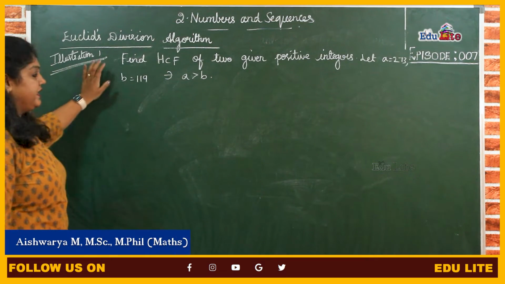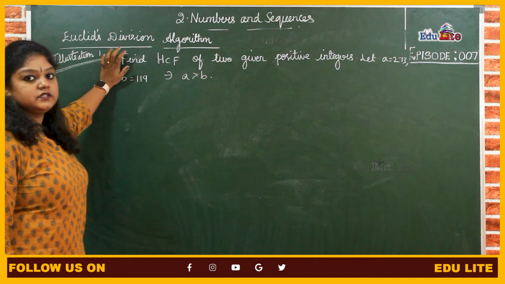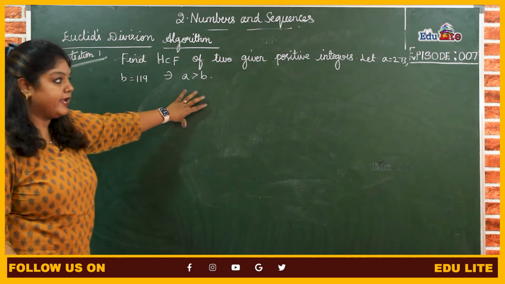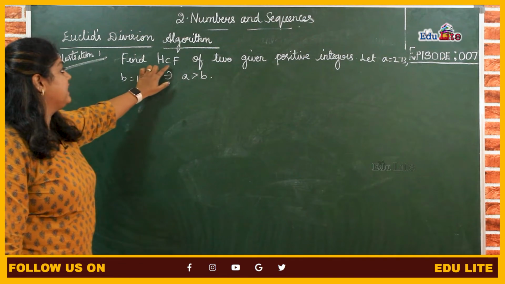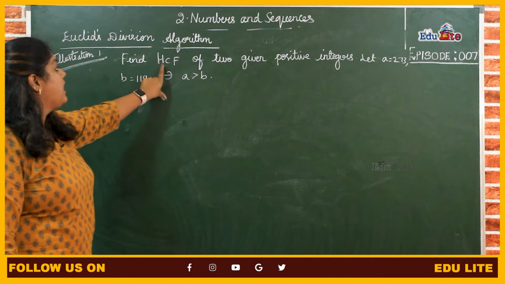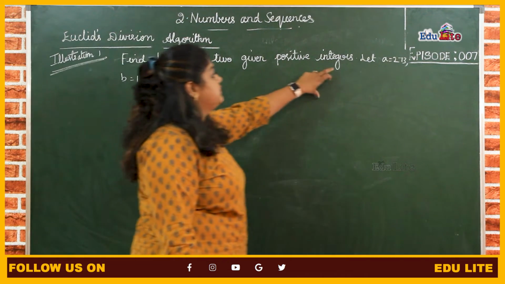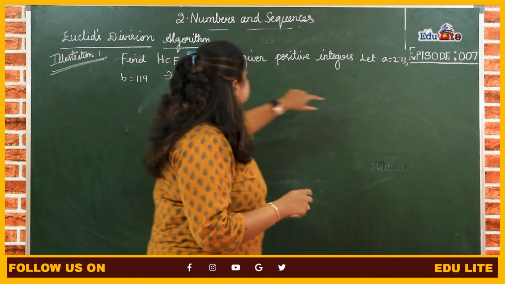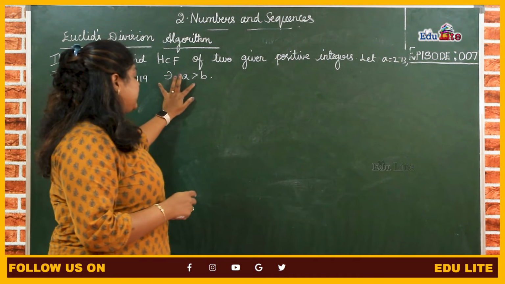Next we are going to solve an example using Euclid's division algorithm. I will tell you the process of the Euclid division algorithm while solving this problem, so you will understand more clearly. The problem given to us is to find the HCF, the highest common factor, of two given positive integers. The two given positive integers are a equals 273 and b equals 119, such that a is greater than b.